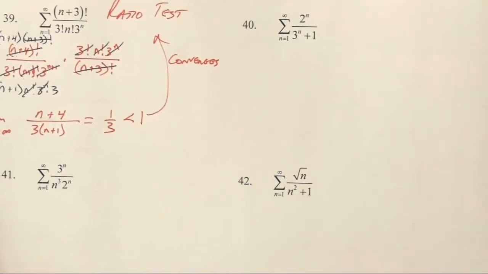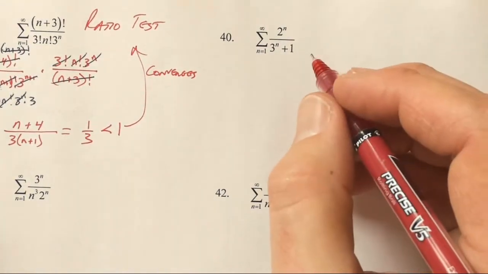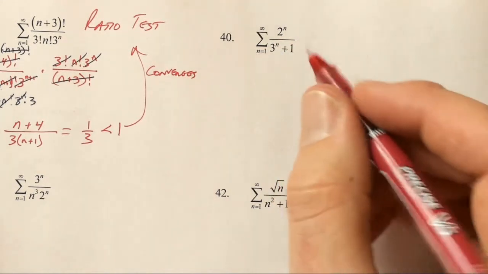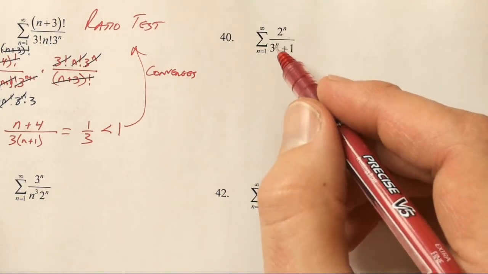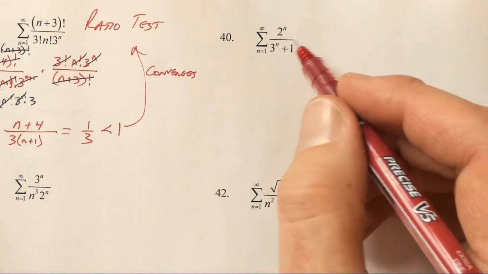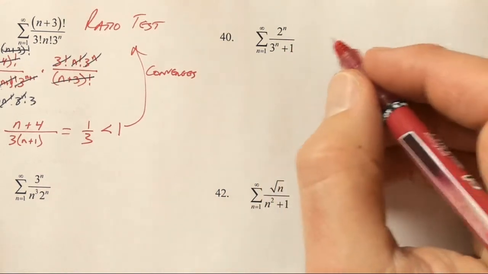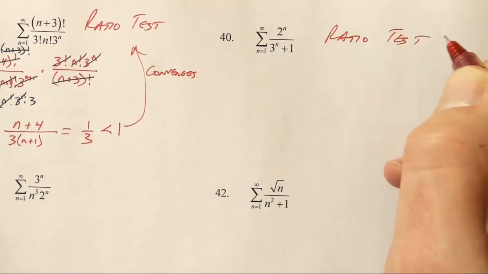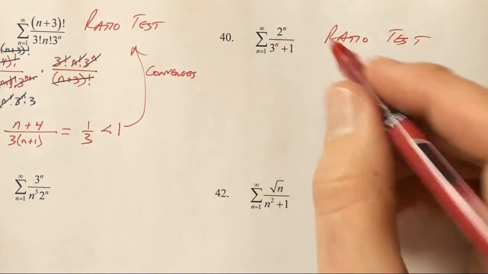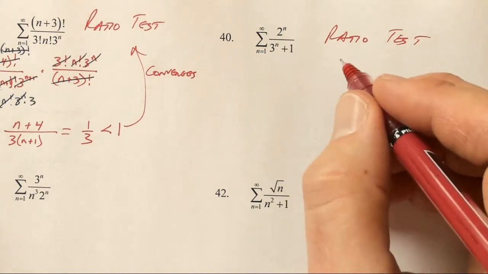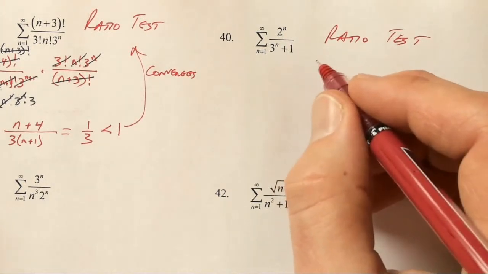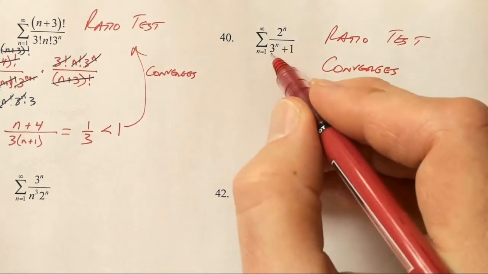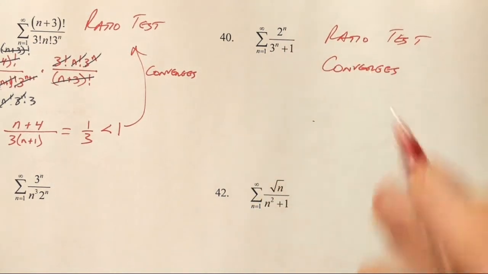Number 40 is very much like the example that I did on the board when we first talked about the ratio test, except instead of 3 to the n and 5 to the n, we have 2 to the n and 3 to the n. This series, again, ratio test is the way to go. Take a look at the other video if you want, because it's the same idea. We're going to end up with a situation where the series will converge because the 3 to the n is more dominant than the 2 to the n.